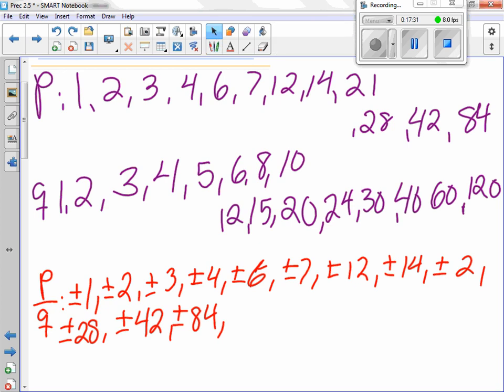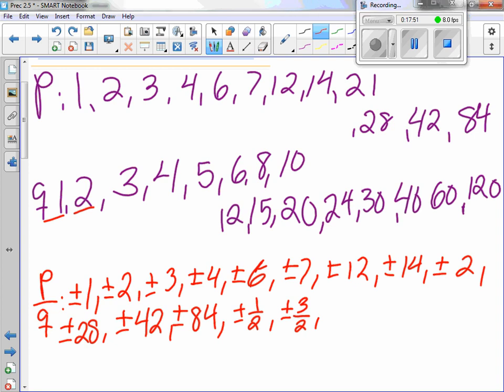Now we move on to 2. So 1/2 is always going to be there. 2 divided by 2 is 1, then we have 3/2. 4 divided by 2 is 2. 6 divided by 2 is 3. We have it. 7/2, because that doesn't simplify and we don't have it. 14. 21, we do. 28, we don't need. 42, we don't need. 84 over 2, we don't need. We have those.